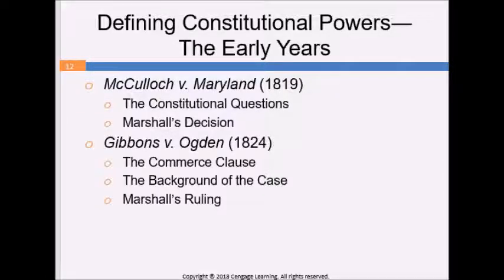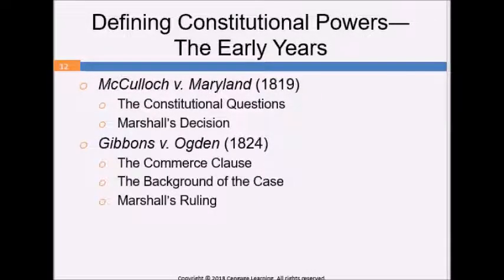Defining constitutional powers, the early years. The Constitution makes considerable effort to list the specific enumerated powers of the federal government. However, to remain effective and relevant over the centuries, the framers understood that the Constitution had to be written in a somewhat broad manner, allowing the Supreme Court to provide a more specific interpretation of the general language. This was certainly the case with regard to the elastic clause, or the necessary and proper clause, and the provisions giving Congress the power to regulate interstate commerce.